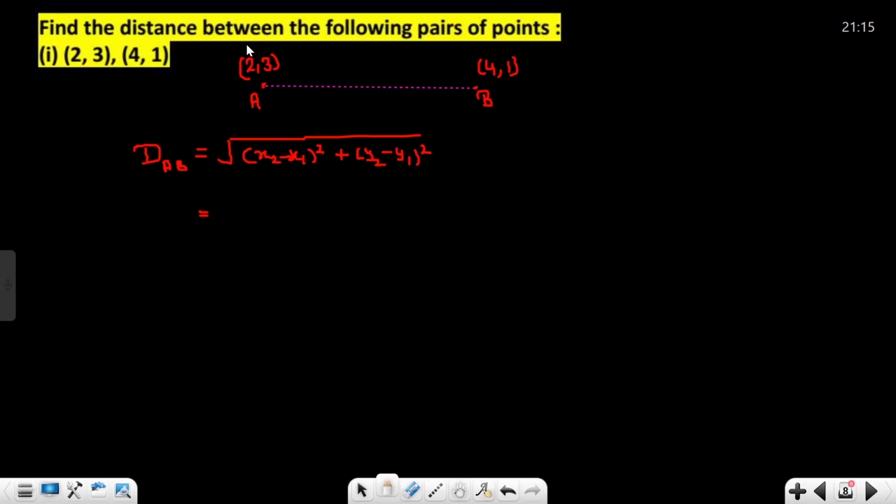How do I solve? I give here x, y, x and y. Give any one 1, and 1 and 2 to name. I give here x1, y1, x2, y2. Some students write 1, 2, 1, 2. No. x1, y1, x2, y2. Now put the value.